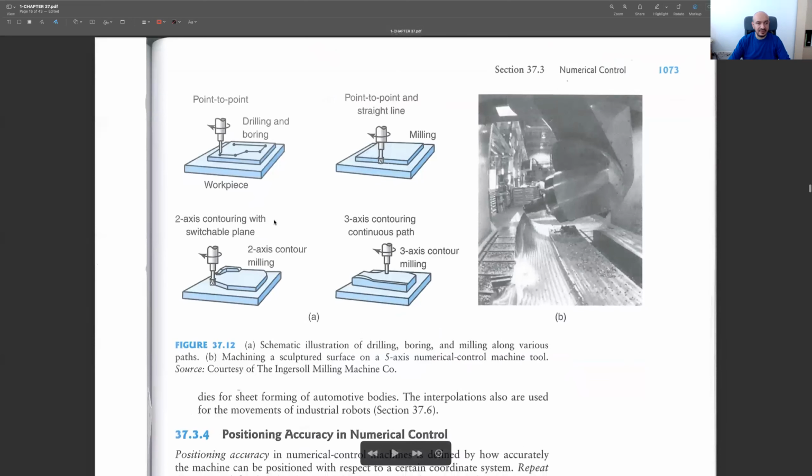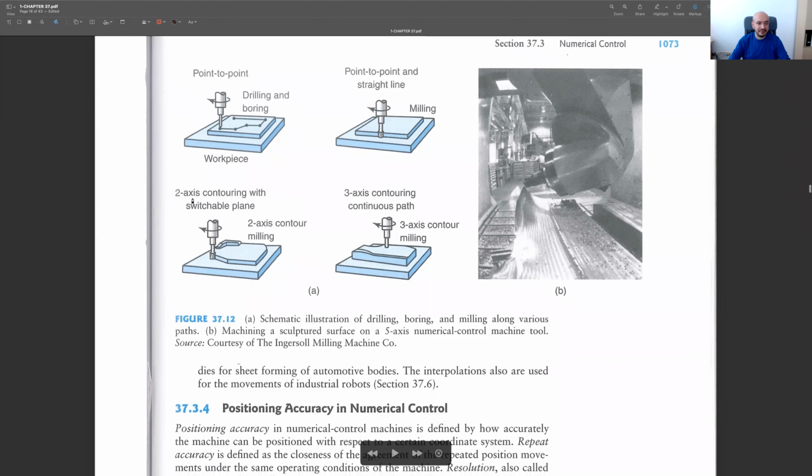Here are some examples. For instance, this is a point-to-point operation. It's performing drilling and boring operations. We will discuss all these details in the upcoming chapters. This is again point-to-point, but this time it's somehow a contouring system, since it's also machining while it's moving from this point to the other point.